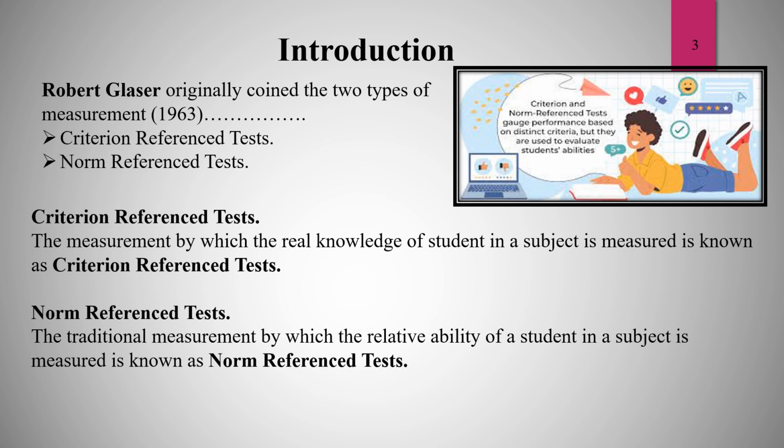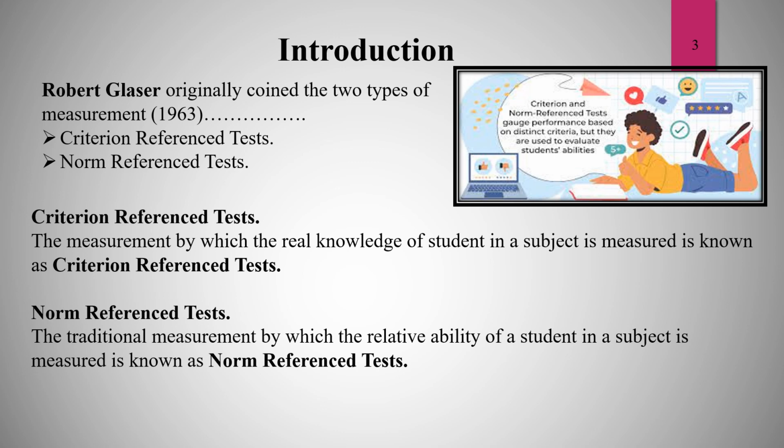The measurement by which the real knowledge of a student in a subject is measured is known as criterion reference test. And norm reference test is the traditional measurement by which the relative ability of a student in a subject is measured. Now, what is the difference? CRT may be defined as one in which the test performance is linked or related to some behavior measures.